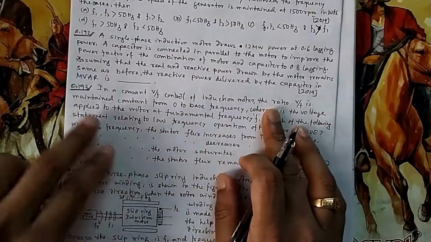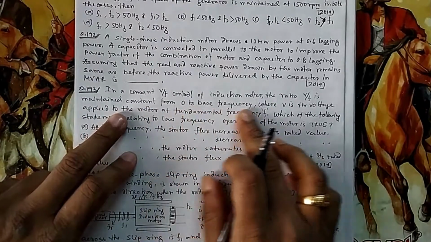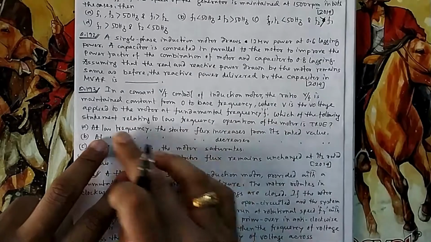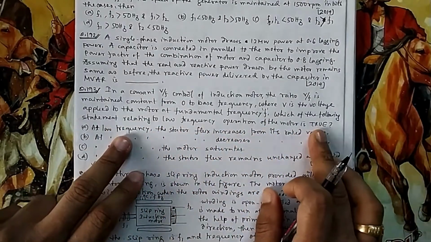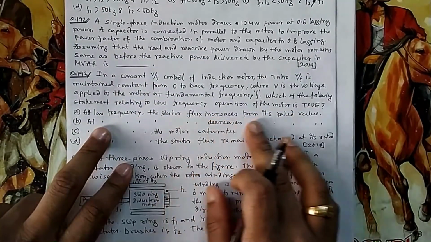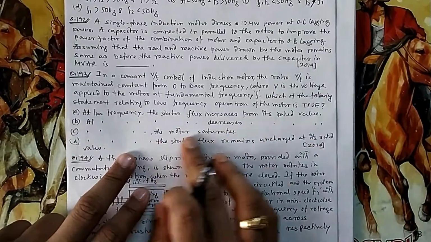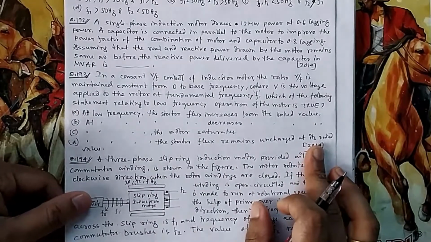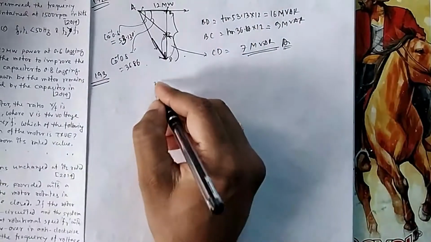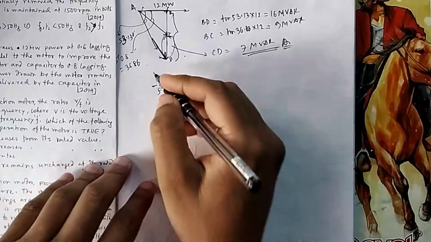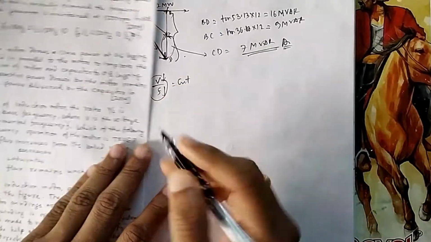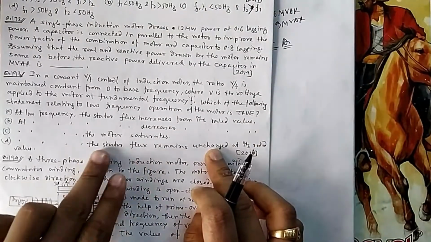Next, if you come to 193: in a constant V by F control induction machine, the ratio of V by F is maintained constant from 0 to base frequency, where V is the voltage applied to the motor at fundamental frequency F. Which of the following statements relating to low frequency operation of the motor is true? At low frequency, the stator flux decreases from its rated value; the motor saturates; the stator flux remains unchanged at its rated value. Now you can think in this way, because this ratio is constant. If you reduce F, accordingly V is reduced, so the flux is constant. So you may think it will be option D.